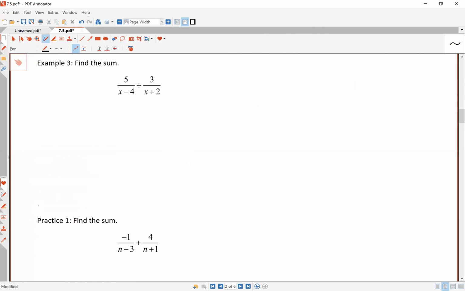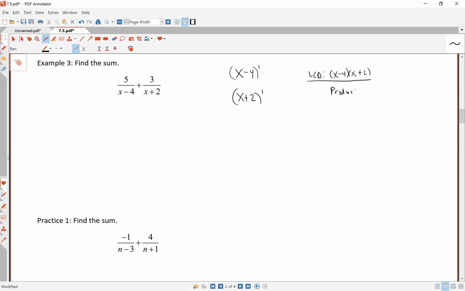Example 3. Our denominators are x minus 4 and x plus 2. They're completely factored, and they are totally different, nothing in common. When that's the case, when you form your LCD, all of the different factors have to go in the LCD, according to the one that has the most. Well, there's only one of these x minus 4s and one of these x plus 2s, so that is my LCD. So these are kind of the easiest problems. When your denominators have nothing in common, the LCD is just the product of the two denominators.